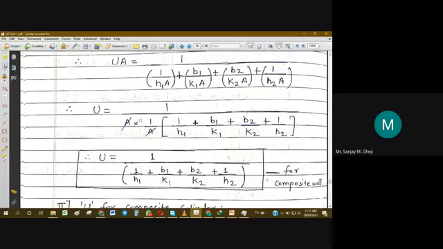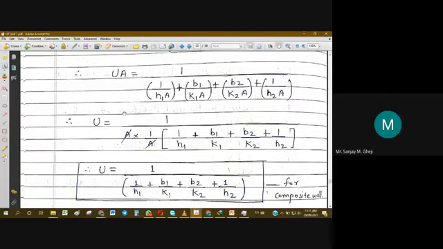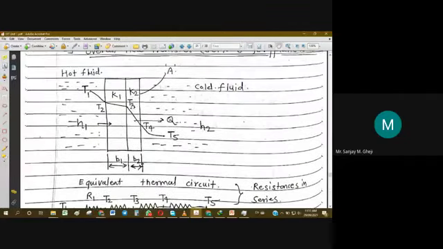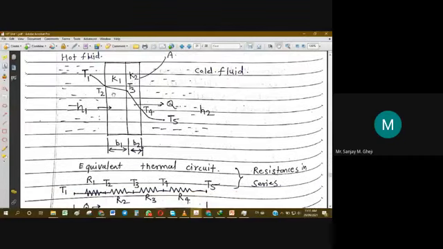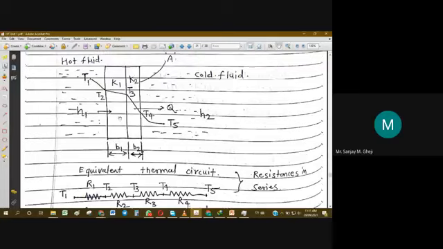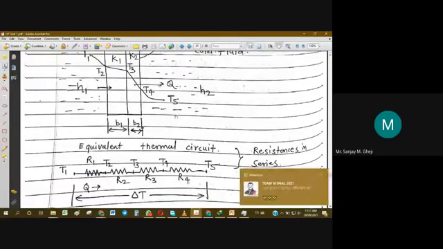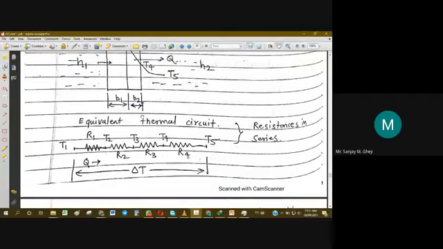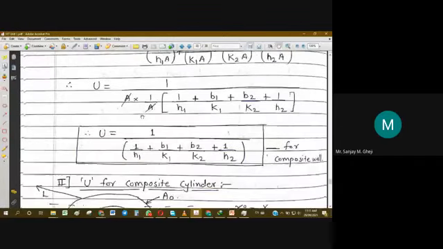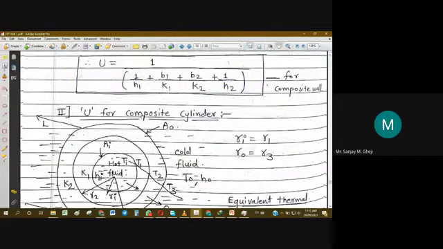For a general case, we have considered only two walls, two layers of solid conduction. There may be three walls, four walls, and even three fluids may be involved. So, according to the situation, we have to make changes in the resistance components or resistance factors, and thereby we may get a different relation for U. All that depends on what case or what conditions are given to us.